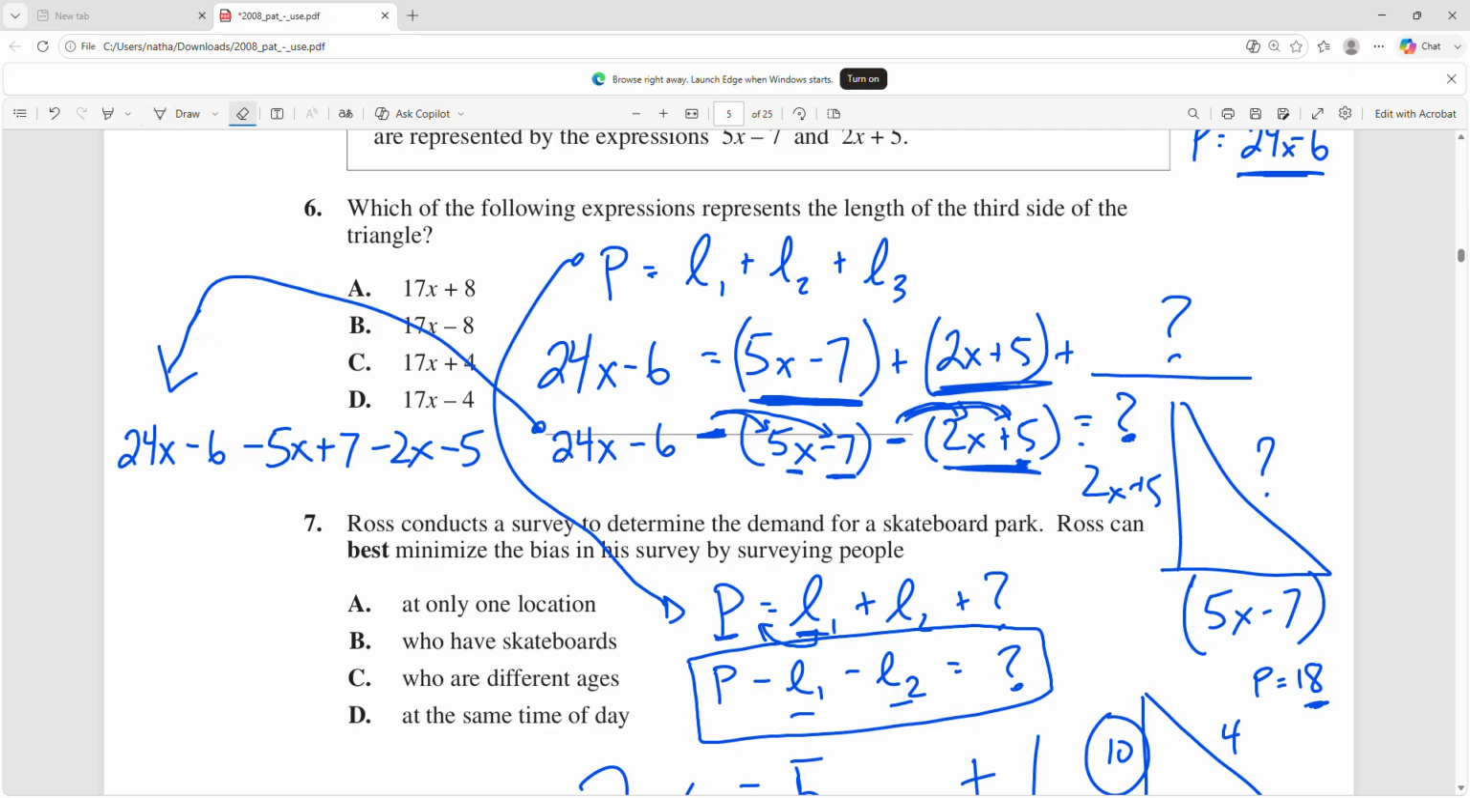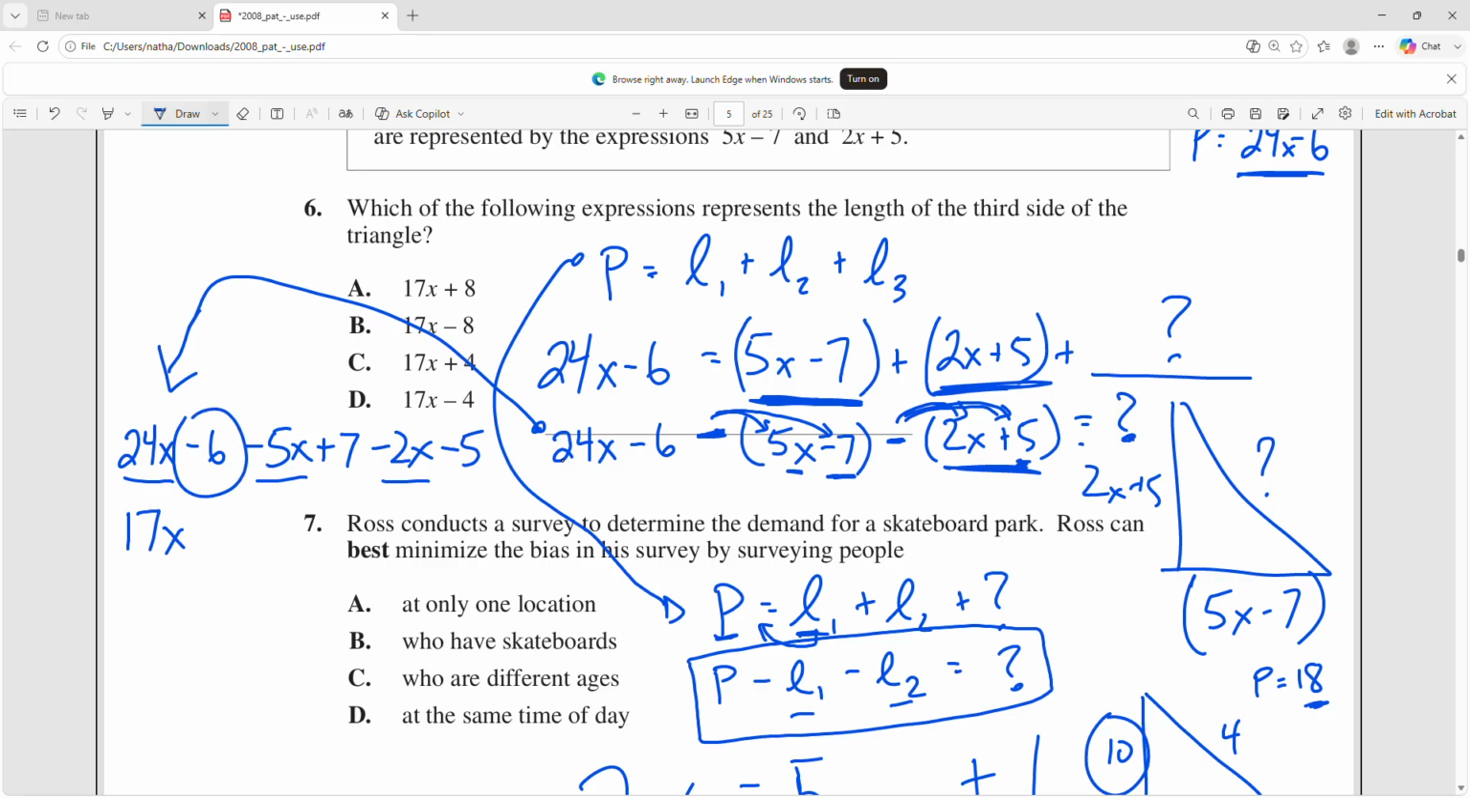Okay, so now I can collect all my like terms. I've got 24x minus 5x minus 2x. So 24 minus 5 is 19, and then 19 minus 2 is 17. So I should have 17x. And then I've got negative 6 plus 7 and minus 5. Negative 6 plus 7 is positive 1. Positive 1 minus 5 would be negative 4. So if I did this right, I should find my answer here somewhere. And I do. 17x minus 4. There it is. Answer is D.